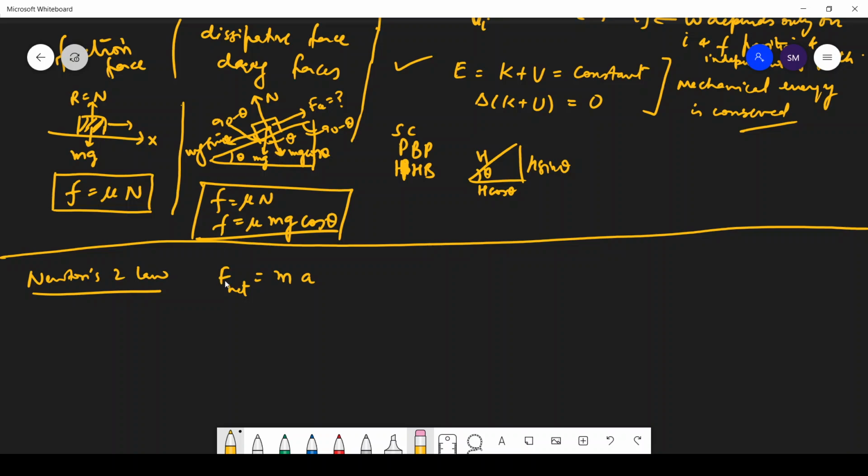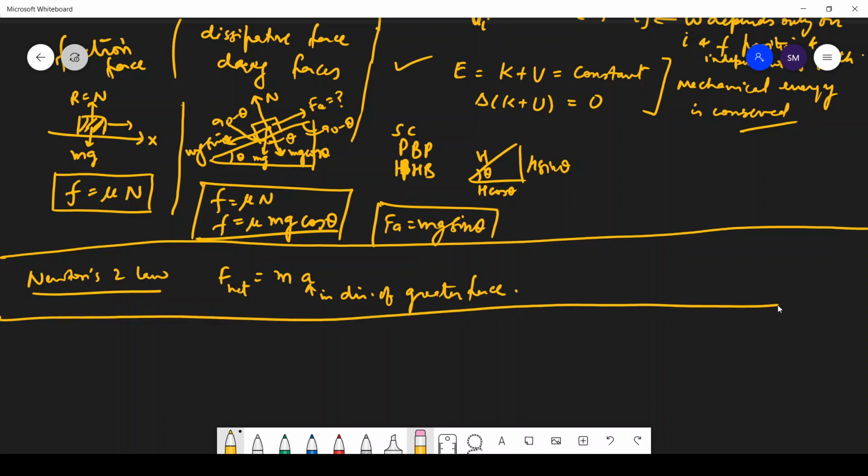Acceleration is zero. It means F net is zero. It means this force is equal to this force. So that is why F applied is equal to mg sine theta. So this also we used. So this is F net, and I have already told you that the acceleration will be in the direction of greater force. So students, we are going to use all these concepts today.